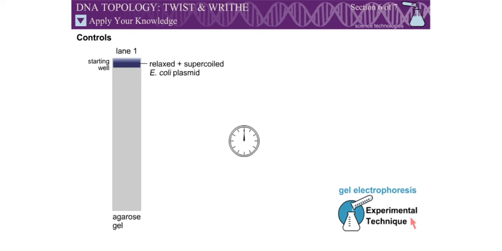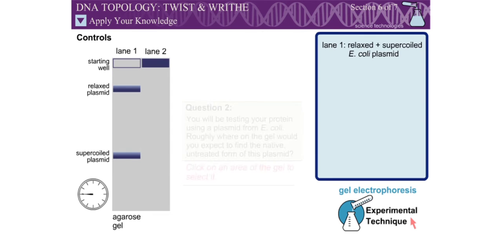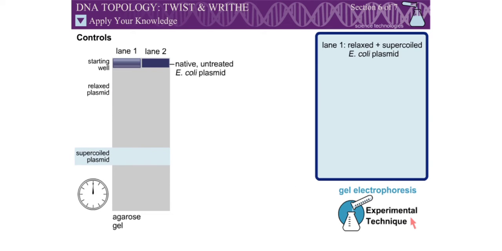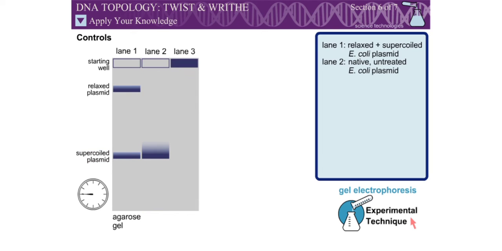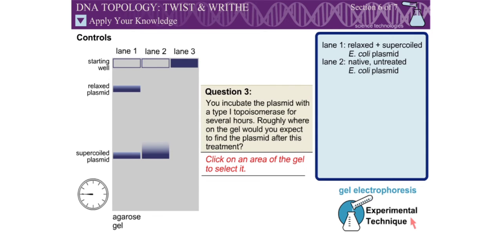Question 2. You will be testing your protein using a plasmid from E. coli. Roughly where on the gel would you expect to find the native, untreated form of this plasmid? Question 3. You incubate the plasmid with a type 1 topoisomerase for several hours. Roughly where on the gel would you expect to find the plasmid after this treatment?